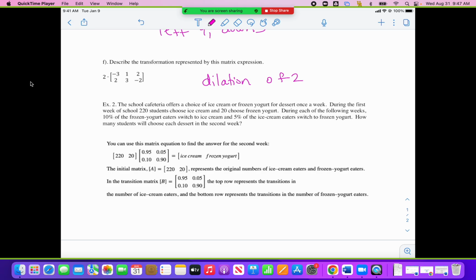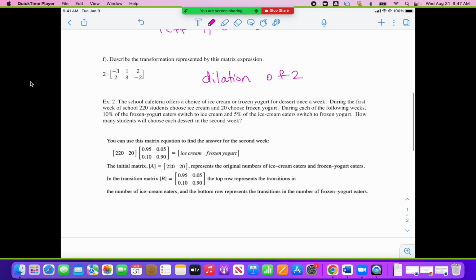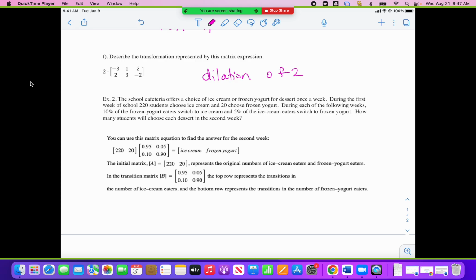So you can actually use a matrix equation to find the answer for the second week. So the 220 and the 20 represent the 220 who chose ice cream and 20 who chose frozen yogurt. If in the first week 10% are switching, can somebody explain why I have a 10% here followed by a 90%? What does that mean? Yeah, Brennan? Means that 90% stayed on yogurt. Yeah, the 90% stayed and the 10% switched.